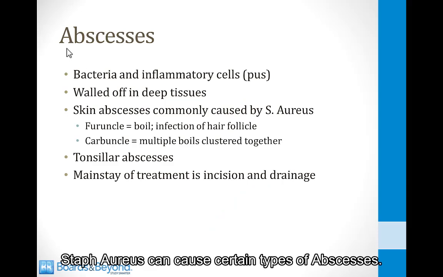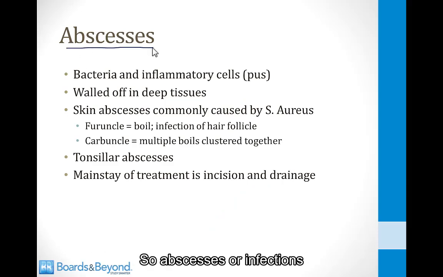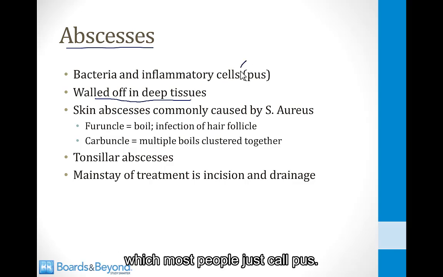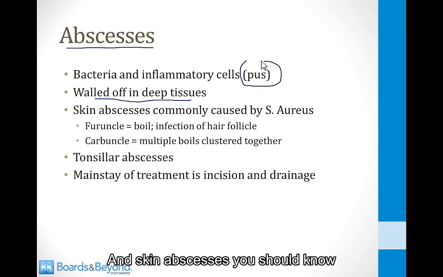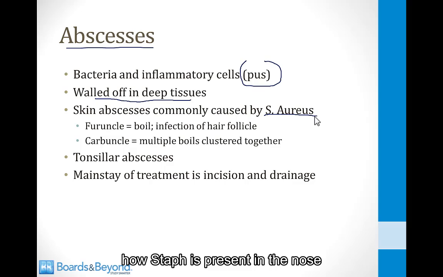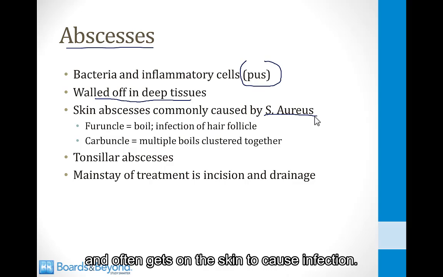Staph aureus can cause certain types of abscesses. So abscesses are infections that are walled off in deep tissues. They're filled with bacteria and inflammatory cells, which most people just call pus. And skin abscesses, you should know, are commonly caused by staph. And this should make sense to you because we've talked about how staph is present in the nose and often gets on the skin to cause infection.